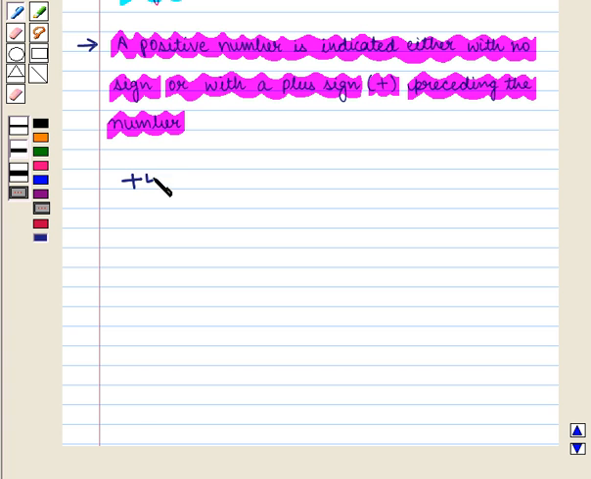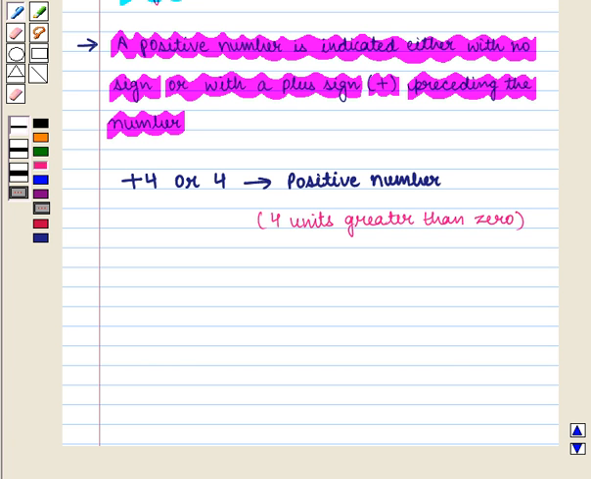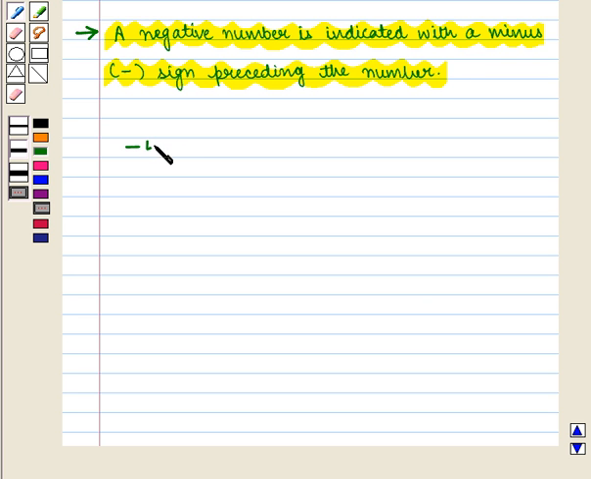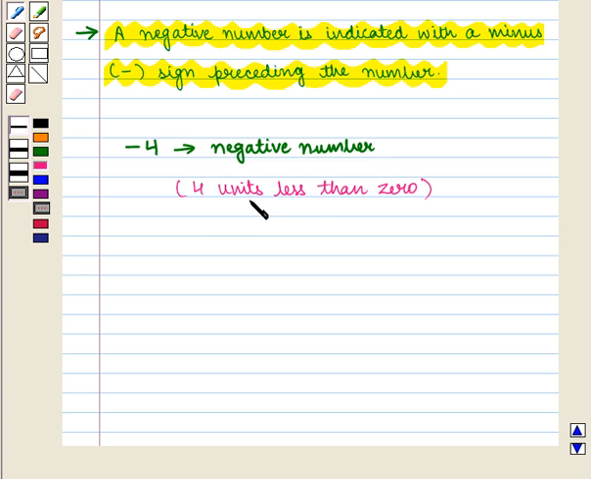For example, plus 4 or 4 is a positive number. That is 4 units greater than 0. And a negative number is indicated with a minus sign preceding the number. For example, minus 4 is a negative number. That is 4 units less than 0.